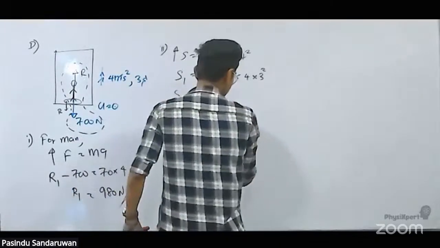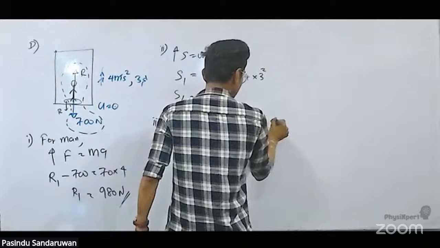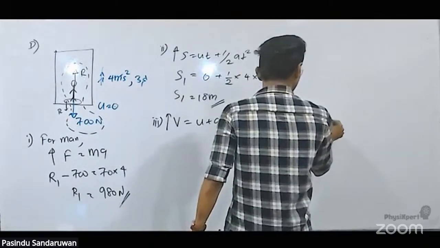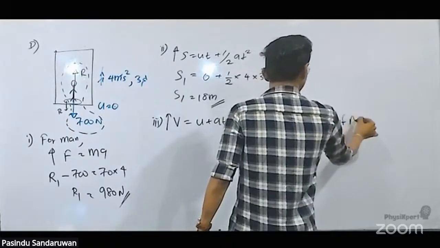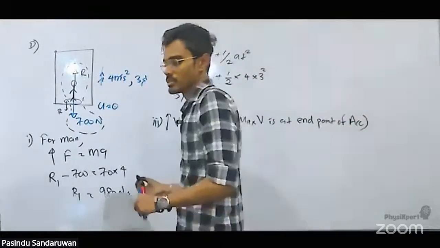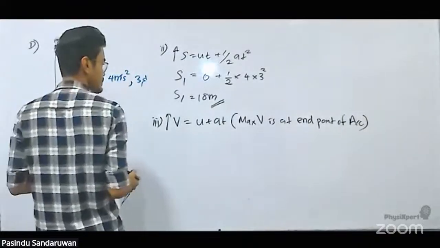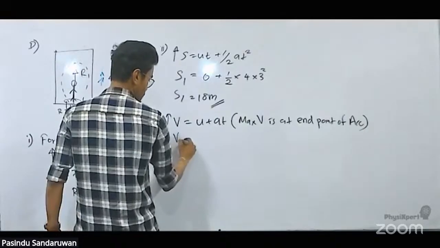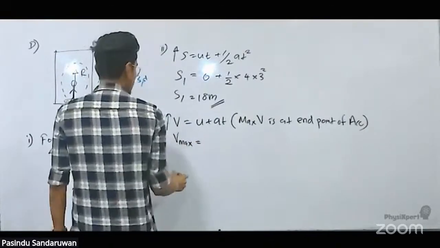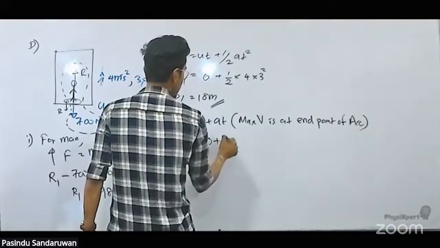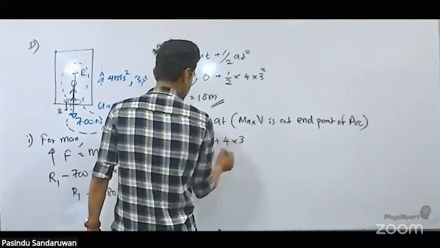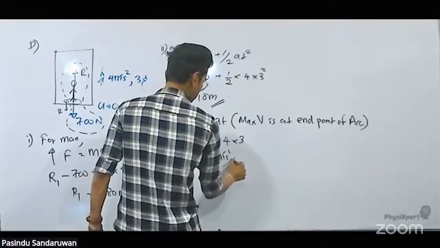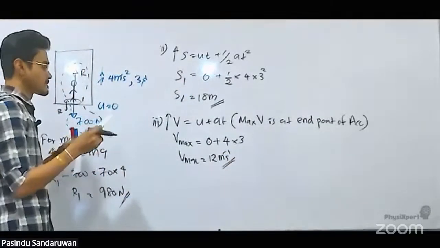So the logic is maximum velocity is at the end point of acceleration, just before starting deceleration. Vmax equals, then u is 0 plus acceleration was 4, time is 3. Vmax is 12 m/s^-1.